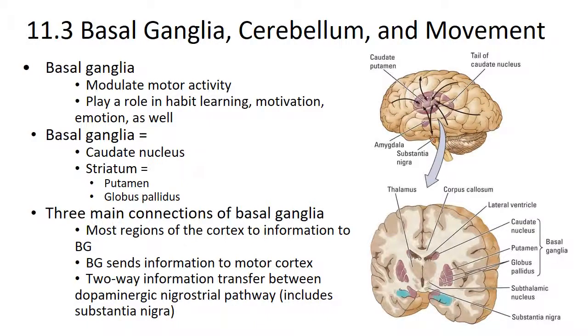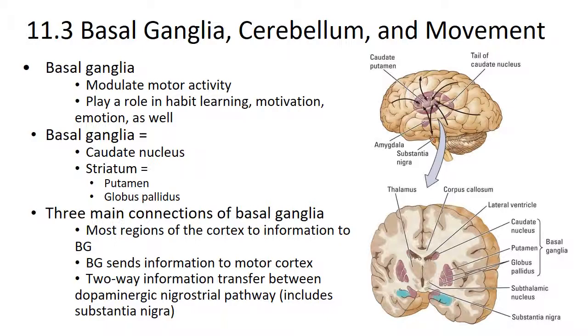Moving on to section 3, basal ganglia, cerebellum, and movement. Basal ganglia and cerebellum are 2 non-cortical structures that are most prominently implicated in the motor system.